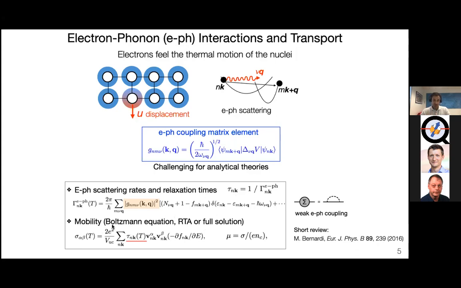The simplest framework that I'll focus on here is the framework of the Boltzmann transport equation, in which the electrons are seen as wave packets that scatter through the phonons. The expression that I'm showing here is the so-called relaxation time approximation, but typically what we do is we actually solve the full linearized Boltzmann equation, which is a more accurate approach. So this framework is an excellent starting point to investigate transport in materials with weak electron-phonon coupling, and it's true in particular of many metals and semiconductors.